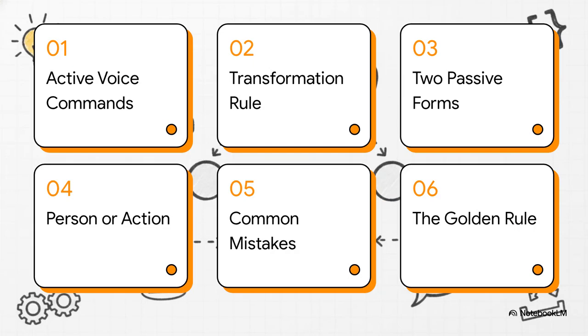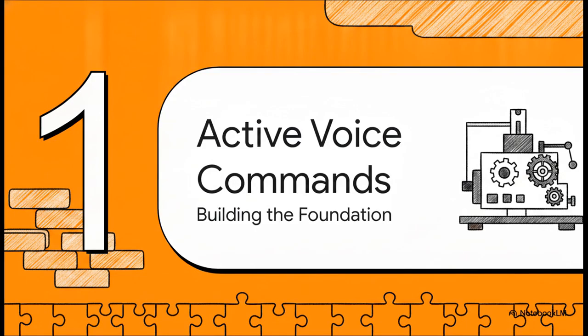Here's our roadmap for today. We're taking a building blocks approach to just totally ease any grammar anxiety you might have. So we'll start with commands in active voice, learn the passive transformation rule, explore verbs with two passive forms, figure out choosing person or action, look at common passive voice mistakes, and finally wrap up with the golden rule. All right, part 1, commands in active voice, building the foundation.